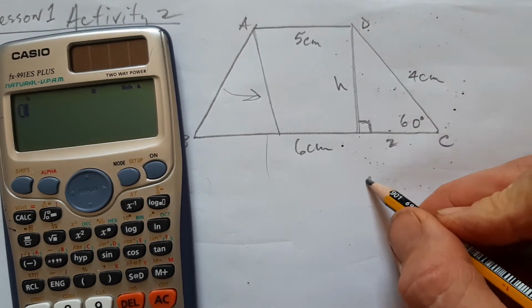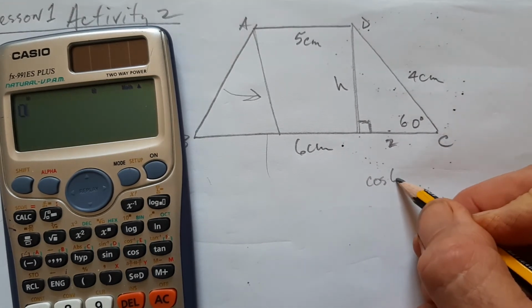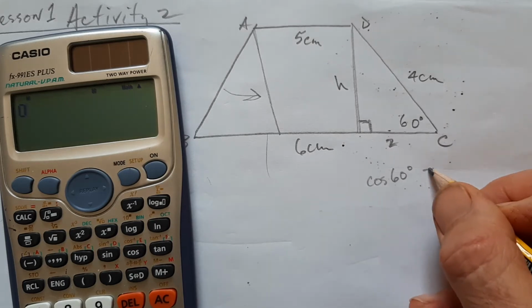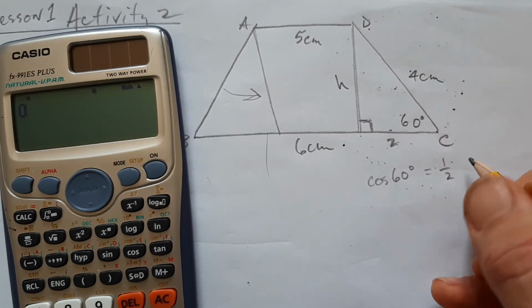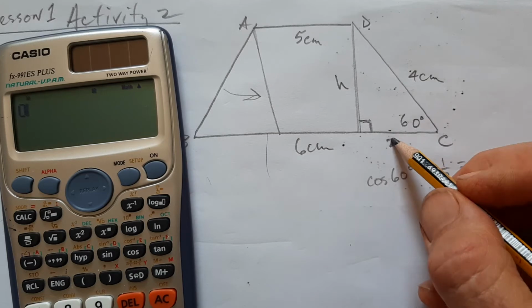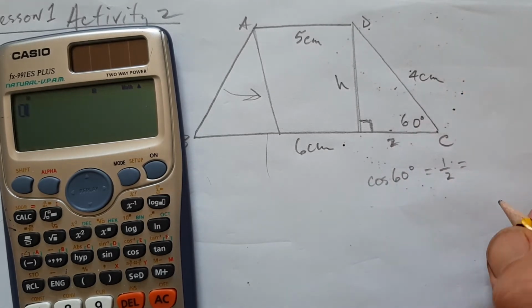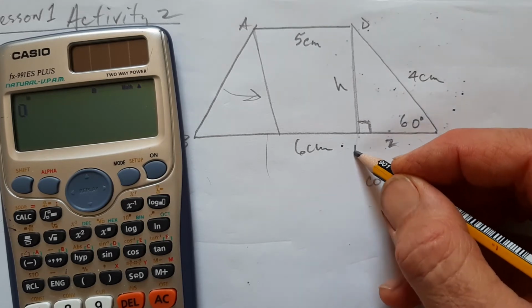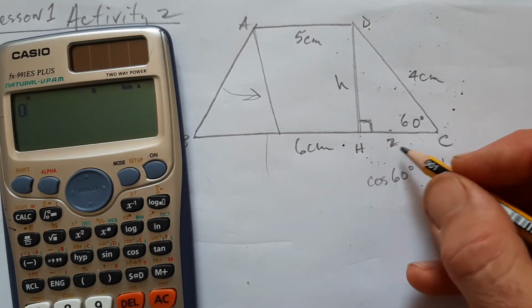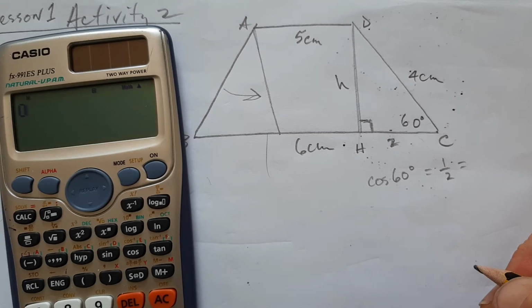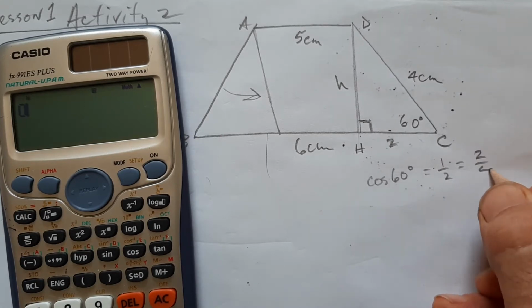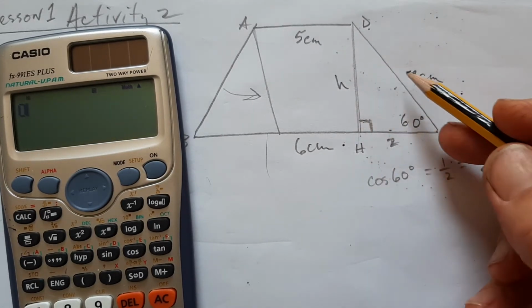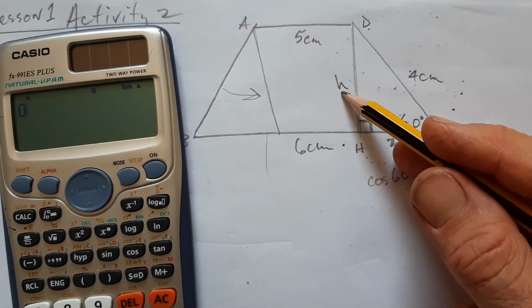If this is cosine of 60 equals a half, correct? Equals adjacent over hypotenuse. All right? So if we drop this, and call this h, then the length of HC is 2, equals 2 over 4. And what is this side over here? It's 2 square root of 3, am I correct?